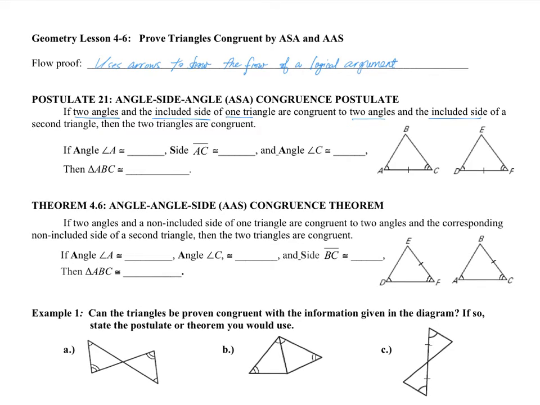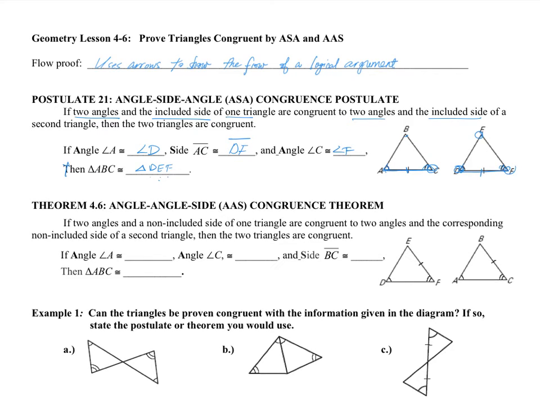If, for example, angle A here is congruent to angle D, and side AC is congruent to side DF, and angle C is congruent to angle F, then triangle ABC is congruent to triangle DEF. All the vertices need to correspond when you're writing this.